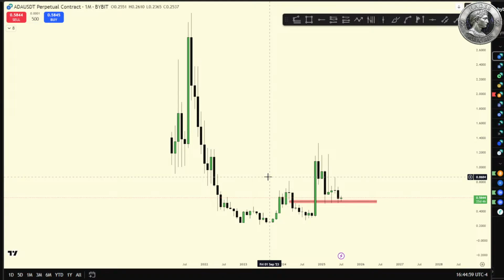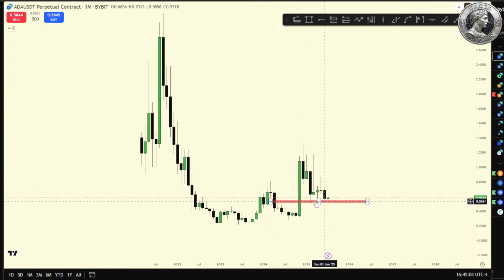Yeah. ADA, let's go back to ADA. ADA is bouncing nice. ADA is running out of time also, you know. Yeah, I see that. It's a bull flag, really, but it needs to push. Yeah, to push soon.